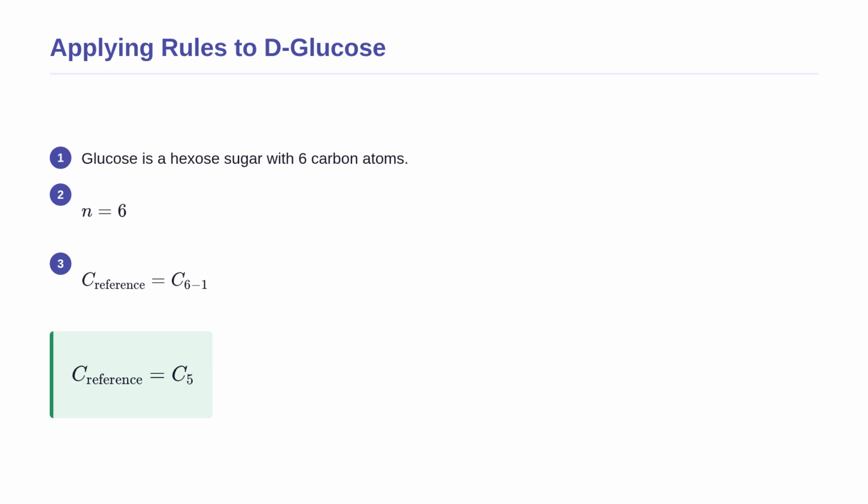Since glucose is a hexose, N equals 6. Using our established rule, we subtract 1 from 6. This tells us that carbon number 5 is our reference chiral center.